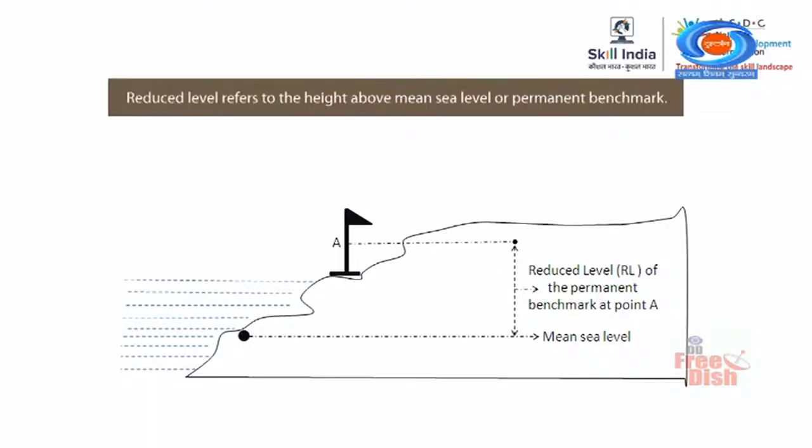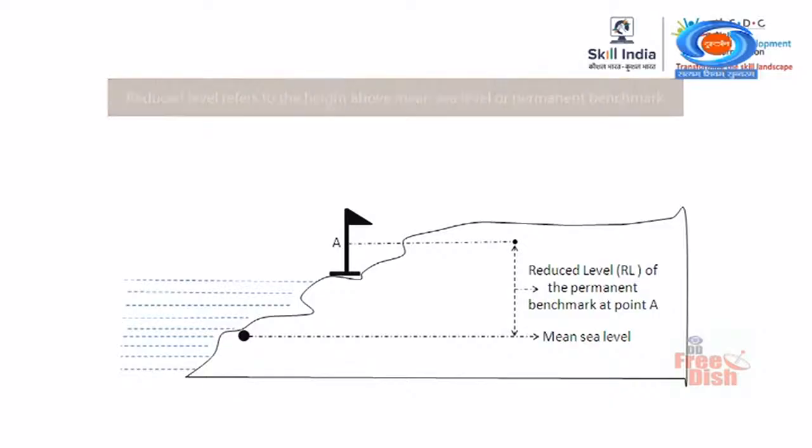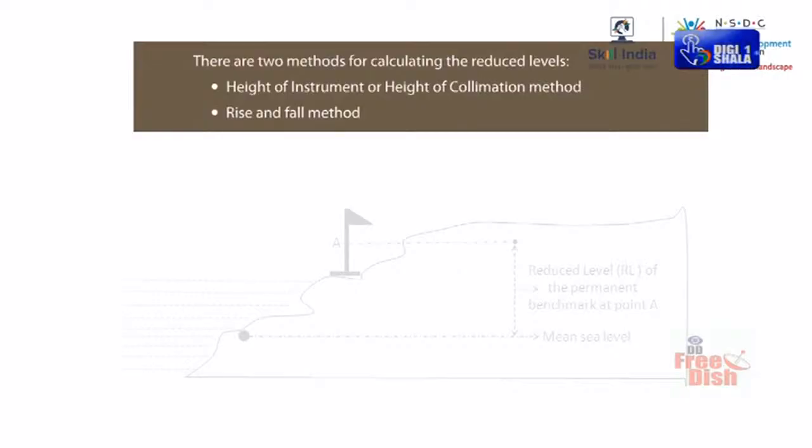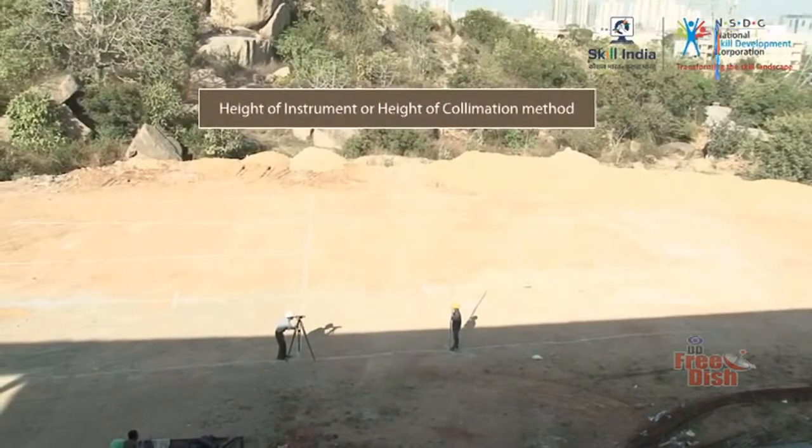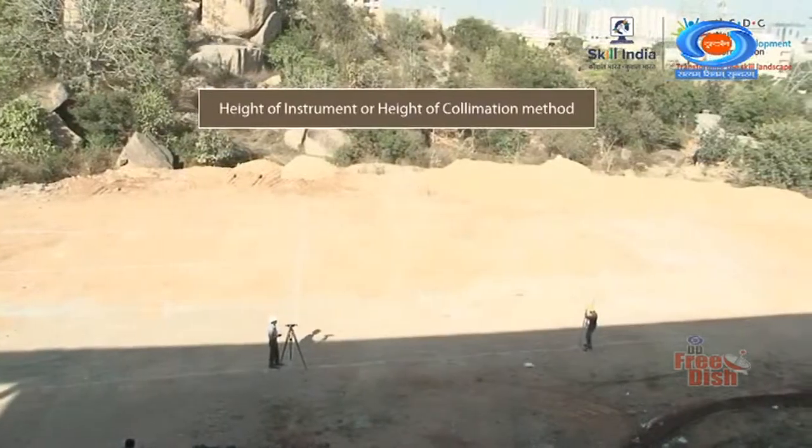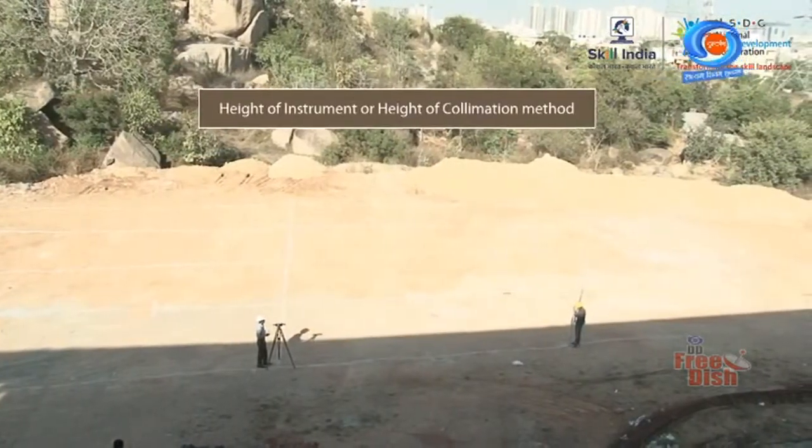Reduced level means the vertical distance between a given point and the surface of the benchmark or other reference level such as the mean sea level. There are two methods for calculating the reduced levels: height of instrument or height of collimation method, and rise and fall method. In the height of instrument or height of collimation method, you measure the height of the instrument at every station.